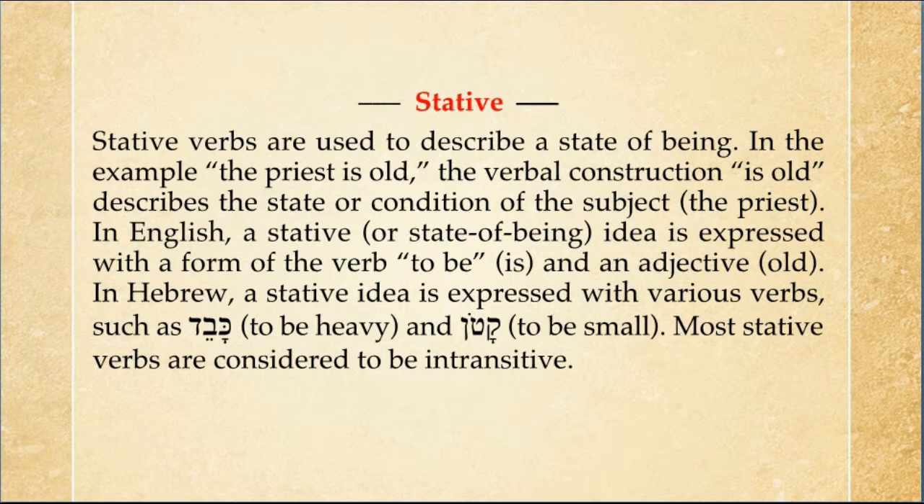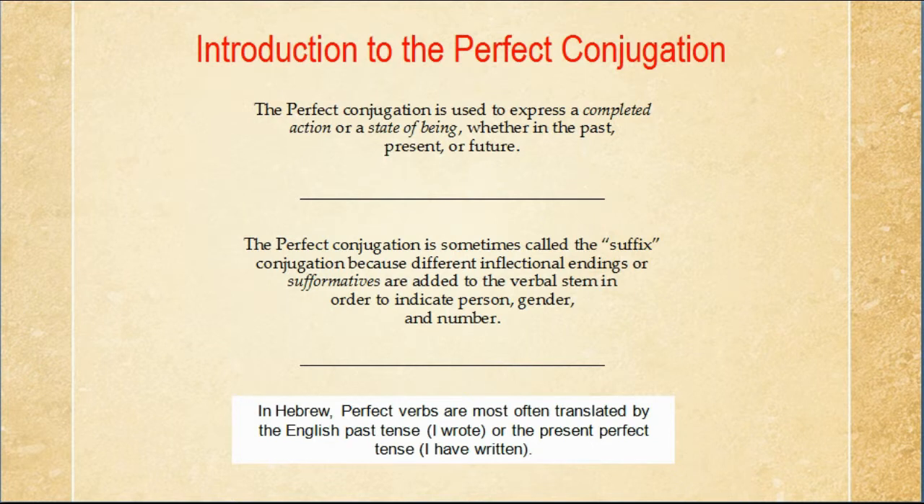The examples that the author gives us in the textbook are kaved, to be heavy. When something is heavy, it's simply heavy. It's describing its quality. Or katon, to be small. That's another good description. Something is small, and that's all we can say about it. So in a sense, it is a verb, but it also is a verb that describes a state of being, a condition of some sort. And that's the idea of stative verbs. So those are the three categories that we're looking at here in Qal.